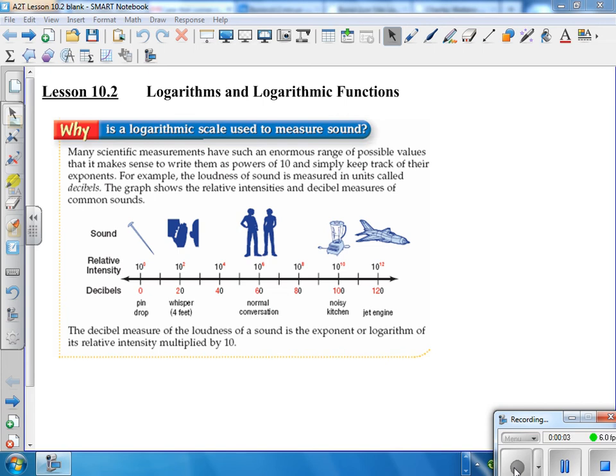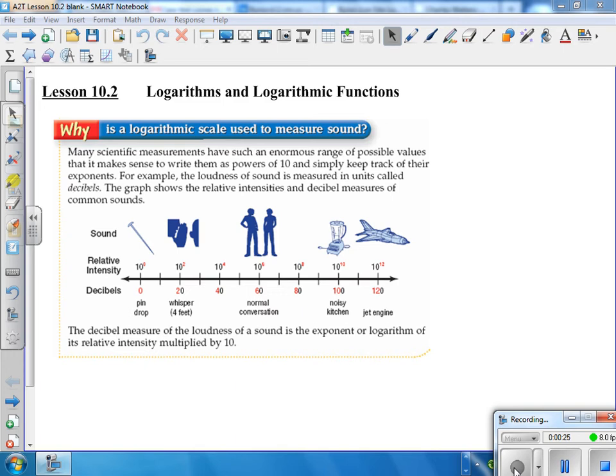Lesson 10.2, we are going to look at what logarithms are and also what logarithmic functions are. We're going to find out that a logarithm is really an exponent. That's what you want to think of it as. So here's a question for you. Why is logarithmic scale used to measure sound? And they go into details here.